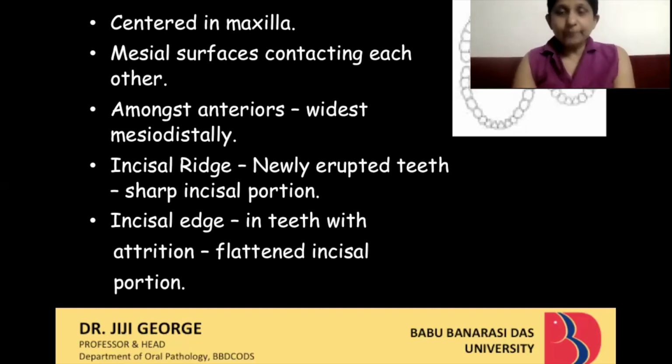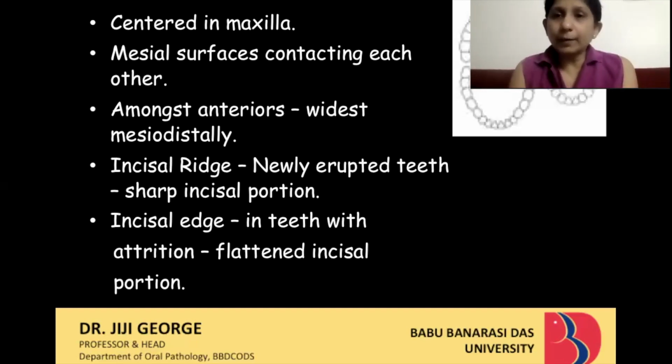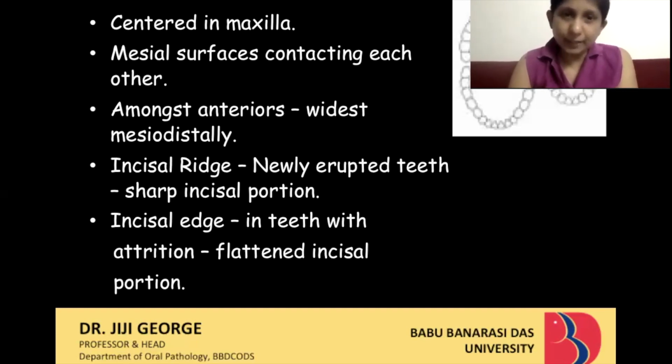Now, mesiodistally, they are broader than the teeth lateral to them. So it is the widest among the anterior teeth, mesiodistally. Now, there's an incisal ridge which is very sharp in newly erupted teeth. You must have seen babies with newly erupted teeth; when they have just erupted into the oral cavity, the incisal portion is comparatively sharp with mamelons. What are mamelons? I'll explain it later. So the incisal portion is pretty sharp. It is called an incisal ridge.